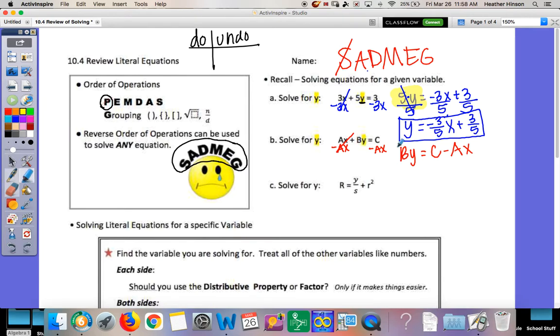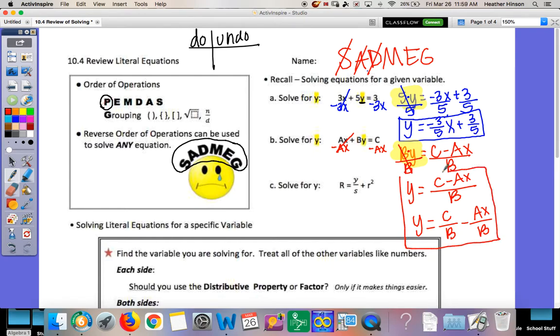Then what else is happening to y? Do we see division on y? No. Do we see multiplication? Yes. This is b times y, so we divide b out. And again, you can make it one big fraction. So this can be c minus ax over b, or you can split it up into little fractions and put c over b minus ax over b. Either one of these are perfectly correct answers.